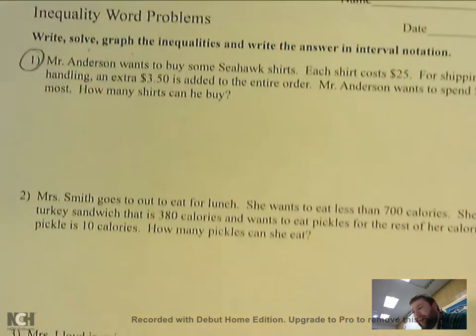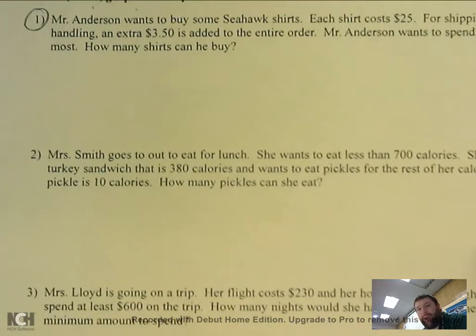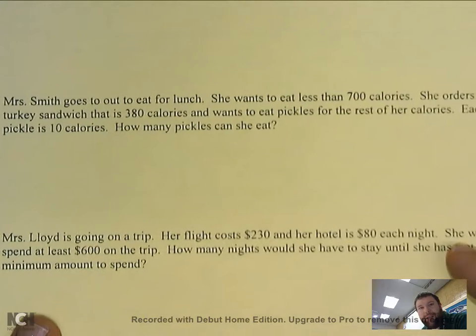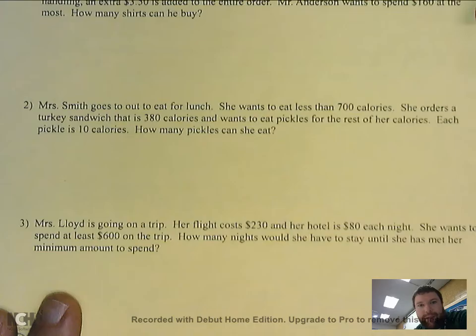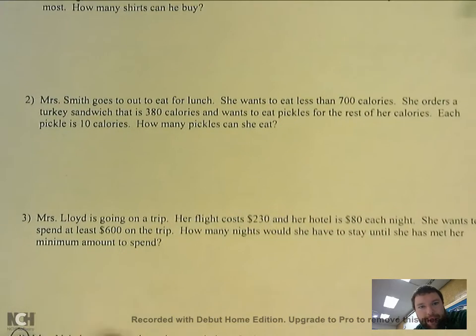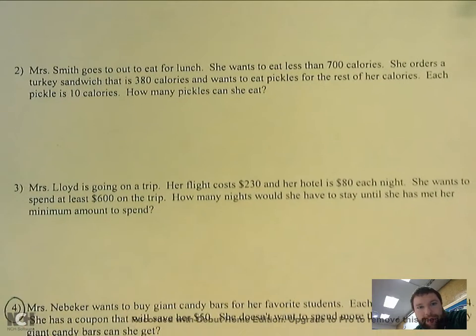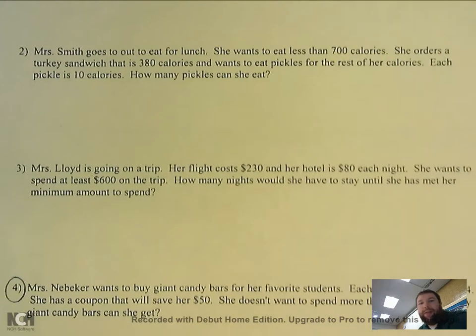So let's start by looking at number 2 here on your worksheet. Let me zoom out a little bit so we can see the whole story. All right, so number 2, Mrs. Smith goes out to eat for lunch. She wants to eat less than 700 calories. She orders a turkey sandwich that is 380 calories and wants to eat pickles for the rest of her calories. Each pickle is 10 calories. How many pickles can she eat?